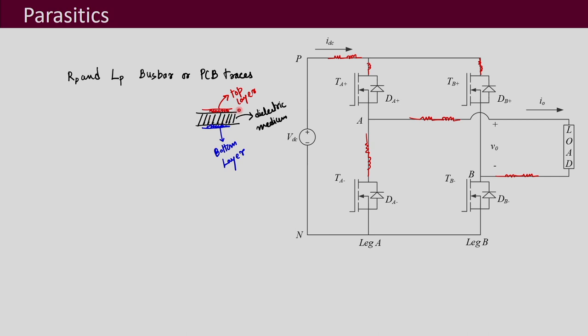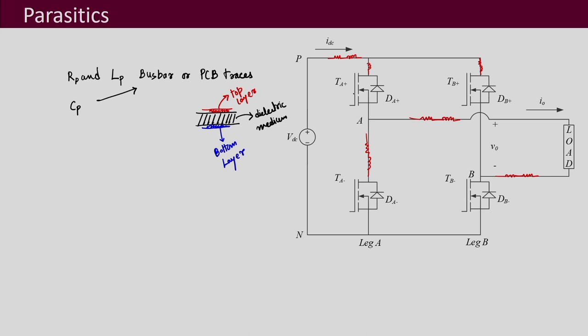This is not only true when traces are on both sides of the dielectric medium. If you have two parallel conductors, they may also have some capacitance if the voltages are different, but that usually is going to be much smaller. This is a source of relatively significant parasitic capacitance. So we will also have a parasitic capacitance CP associated with your busbar and PCB traces.